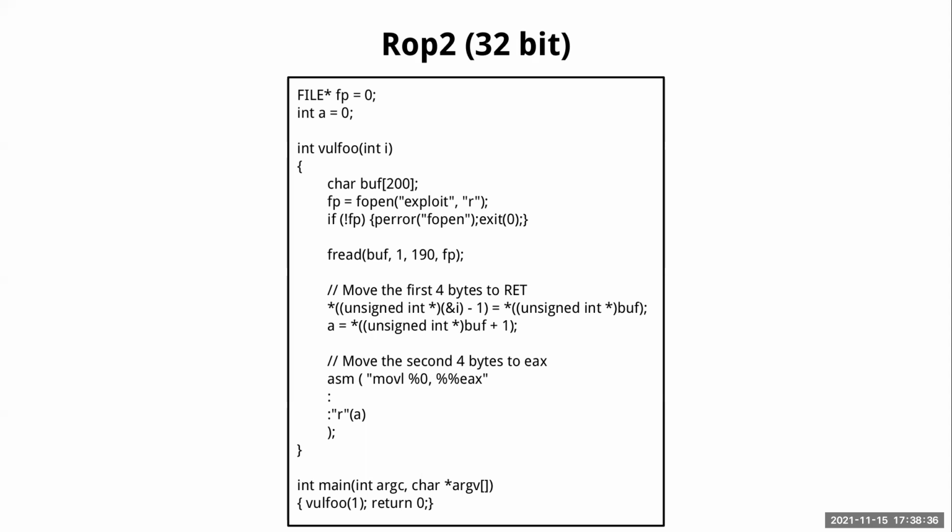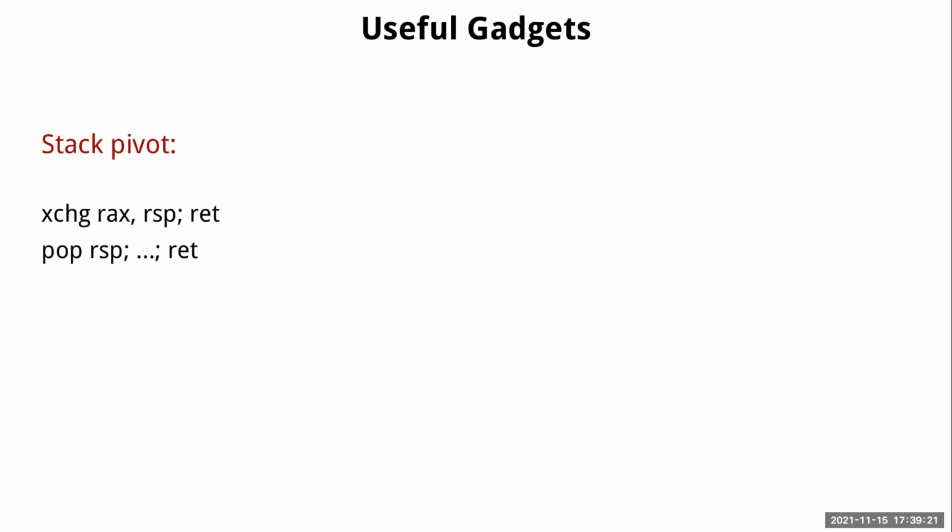Okay. So this program's stack is not executable. Also, you cannot directly overflow it anyway. Then how can we use ROP to get a shell from this? So exactly. What we're going to do is find a gadget named exchange EAX and RSP. Then there is a gadget like that.